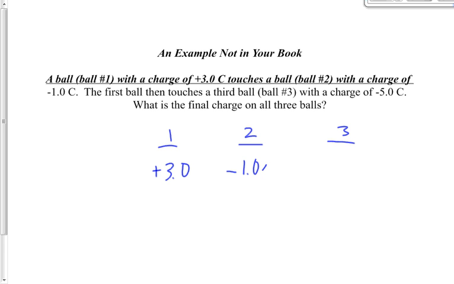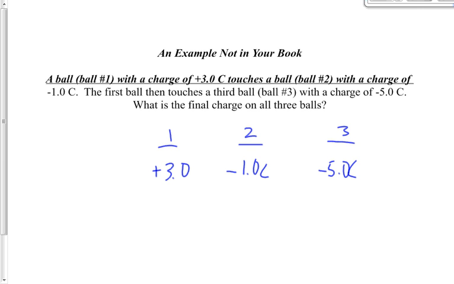That's a lot of charge, right? 3 coulombs is a lot of charge. Usually you see a question like this, might be nanocoulombs or microcoulombs, but it doesn't really matter. Process works the same. We've got a third one that has a charge of -5 coulombs.